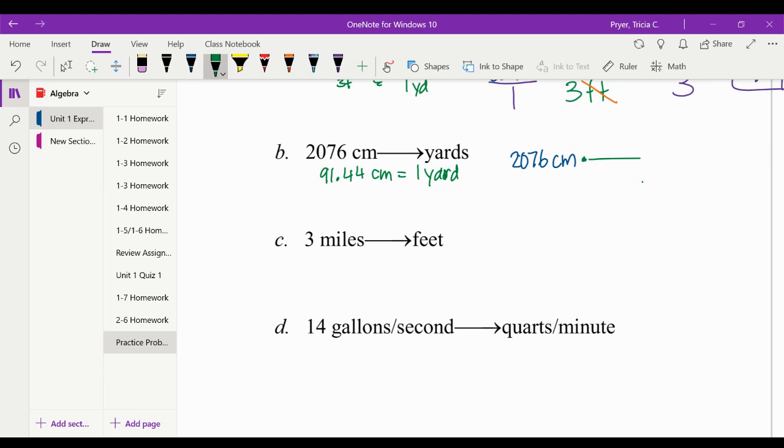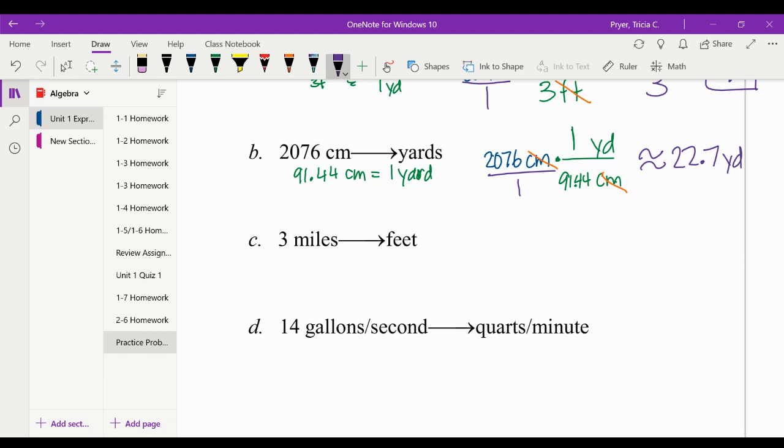I want centimeters on the bottom because I want to cancel them out, which means I'm going to be left with yards on top so that I have them left over. So centimeters and centimeters cancel out. 91.44 centimeters per 1 yard. Now I just multiply, or I guess you could say divide. When you divide 2076 by 91.44, these ones you would be able to use a calculator for, you'd get approximately 22.7 yards.